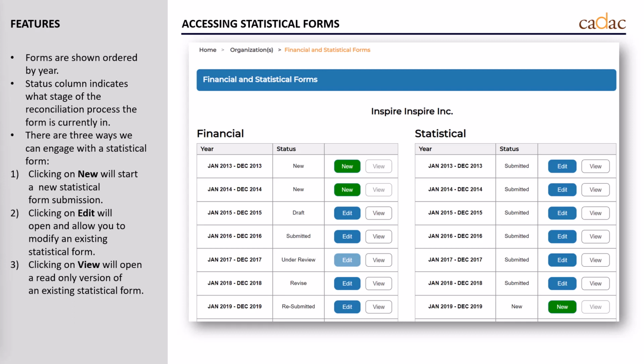So again, you have three things that you can do when looking at the statistical form. You can create a new document for a new year. You can also edit a document. So you've started to work on the form, you started putting data in, but you're not done. So it's a draft, but you can always go back and edit. You can also view a document, so it would be in lecture mode only.